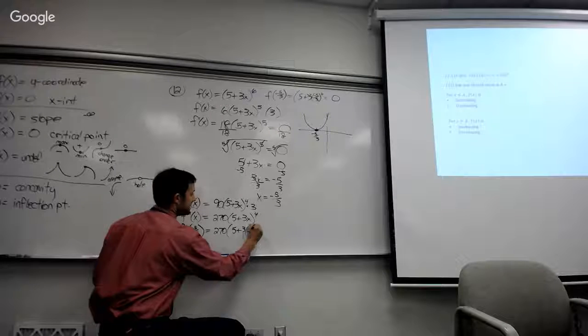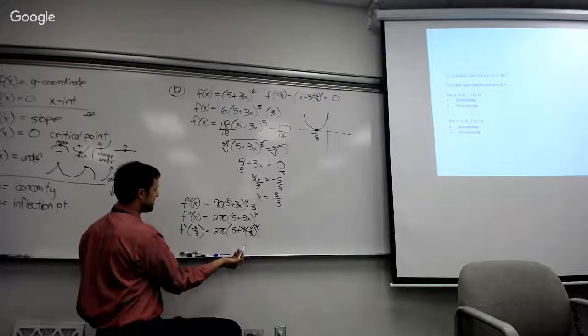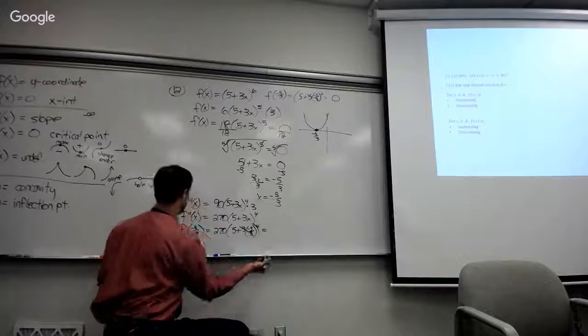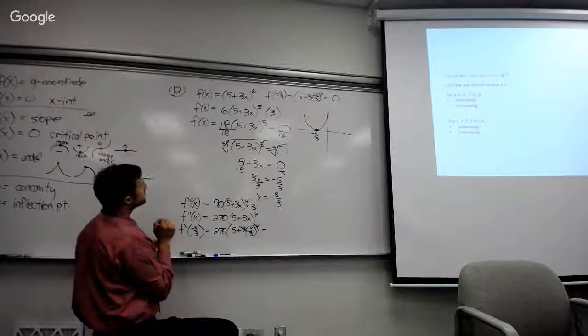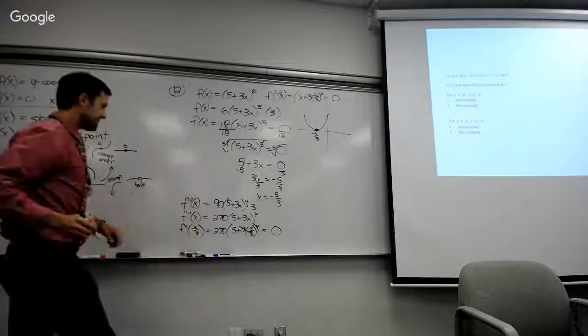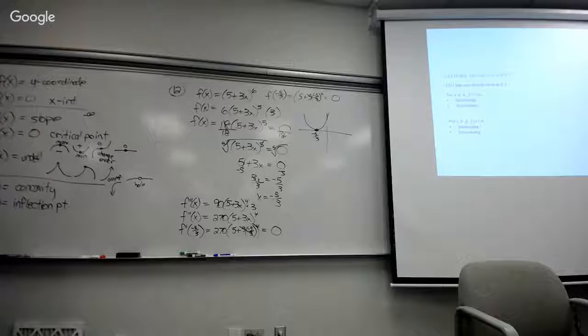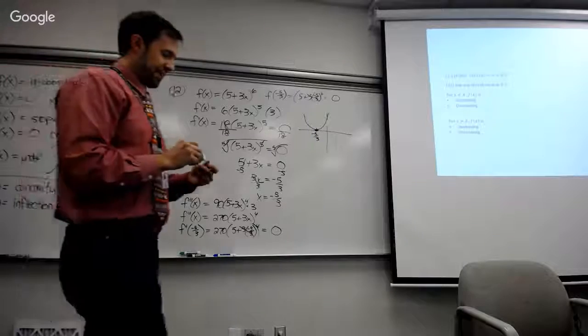Once again, the 3's cancel out. 5 minus 5 is 0. 0 to the 4th is 0. 0 times 270 is 0. Oh, darn it. Wait a minute. Did that really just happen? Did we get the second derivative as 0? Did we make a mistake somewhere? Could it really be flat at the bottom?